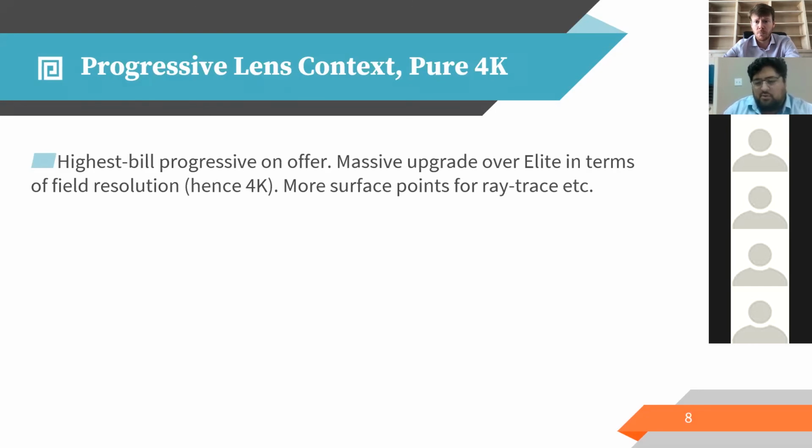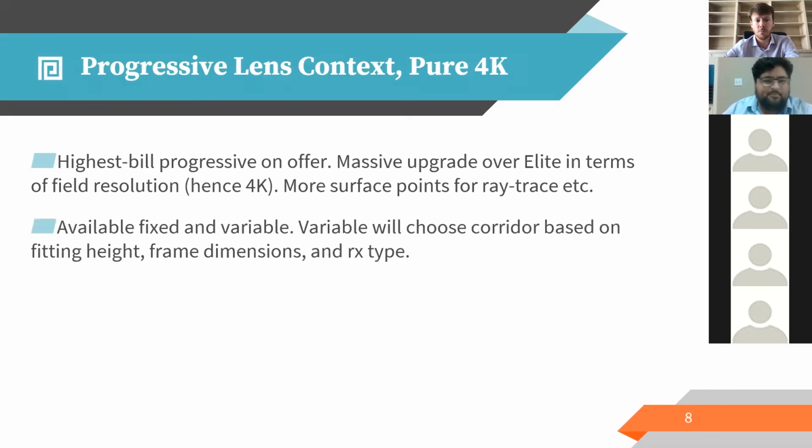There's a lot more data points to calculate complex surfaces. So higher resolution 4K, that's what they went with there. And this is also available fixed and variable. The variable is a lot smarter than some of the other designs out there. Based on your fitting height, your particular frame dimensions, and whether it's a high hyperope or a myope, it's going to change the corridor.